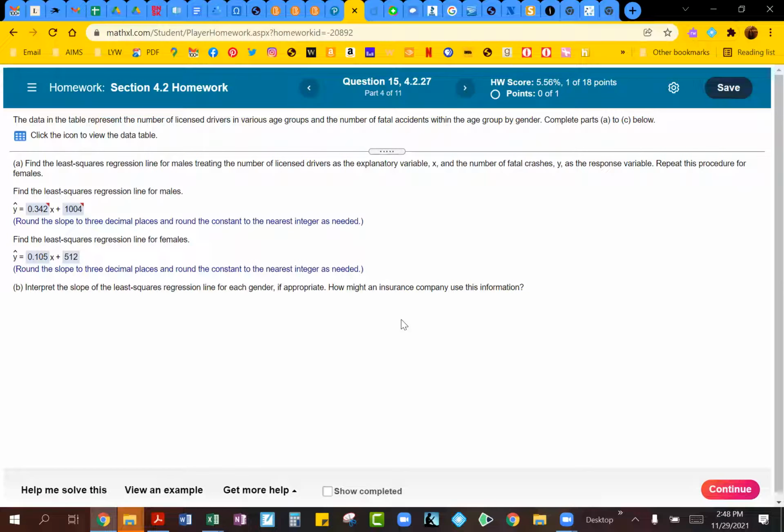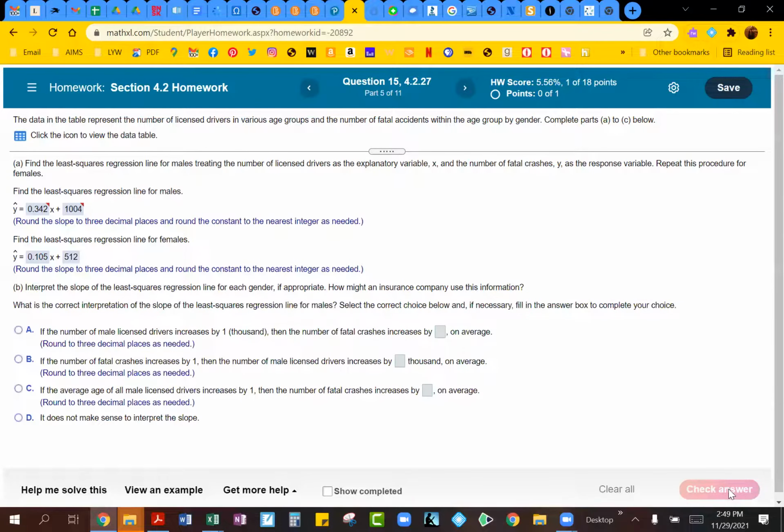regression lines. Now the next part they're asking us is to interpret the slope of the least squares line for each gender, and how might an insurance company use this information. So, basically looking at the two equations that we have over here, we'll have to click on continue to see the options. So they are saying, and this is for the males, male drivers first, if the number of male licensed drivers increases by 1,000, then by how much will the number of fatal crashes increase? So that's the first one.